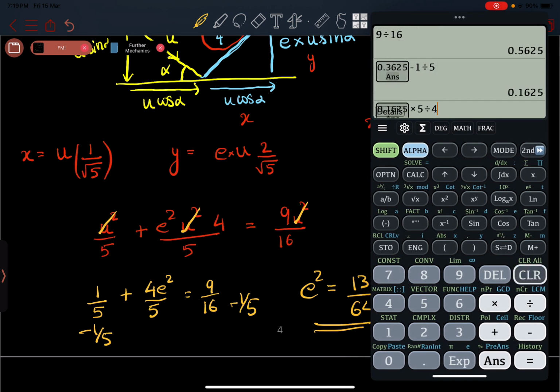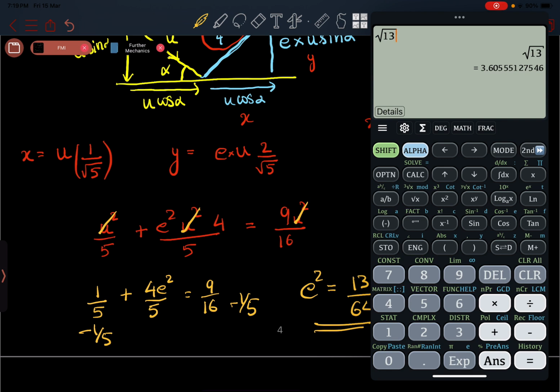Now just to check if my answer is correct, one way to check is to do square root 13 and then divide it by 8. It is somewhere around 0.45, which is roughly where e is going to be. It's between 0 and 1, so my answer is good.